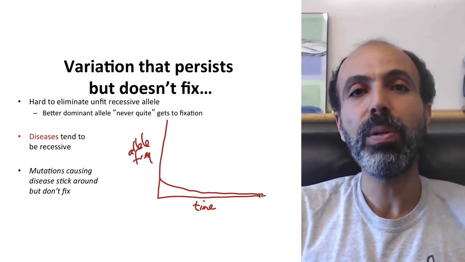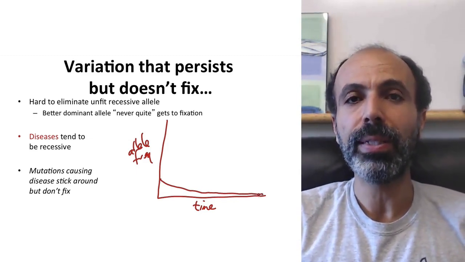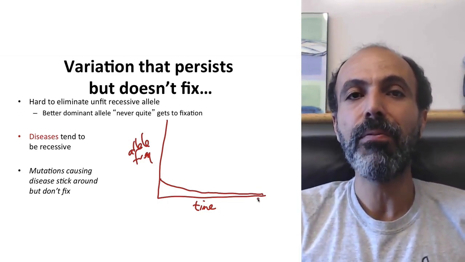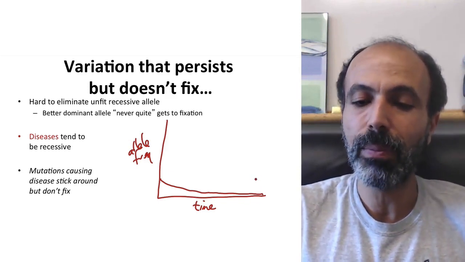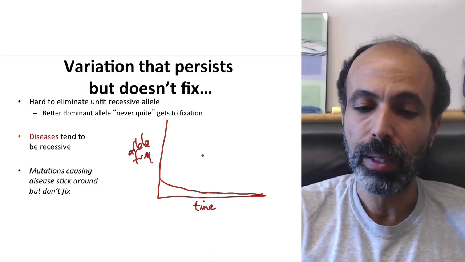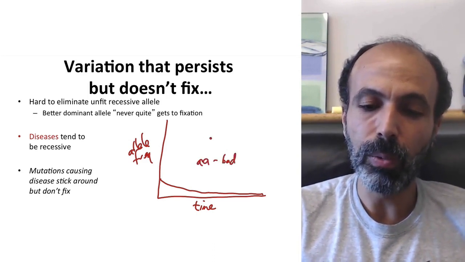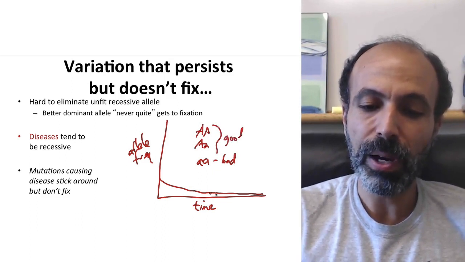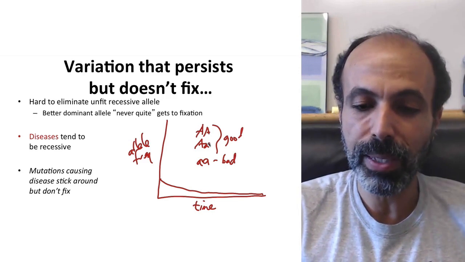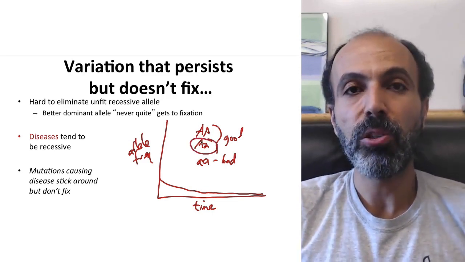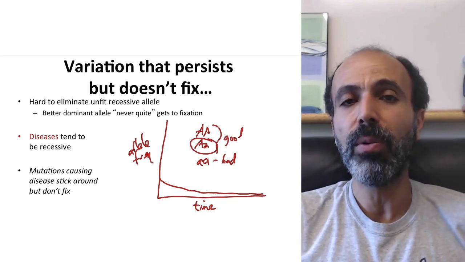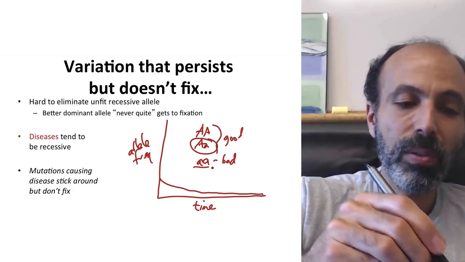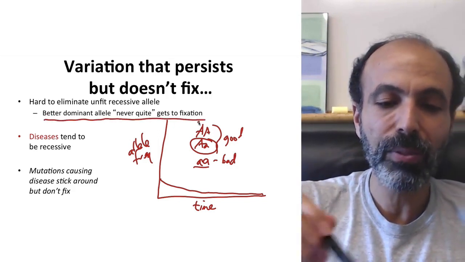We saw this in previous videos when we talked about the action of natural selection: it's actually kind of hard to completely get rid of these recessive bad alleles. These bad alleles can stick around for a long time. Let's say the bad one is little a, and the good one is big A. What happens is little a gets very rare. Almost all the little a's are present in the heterozygous form, so they're basically masked, and selection isn't getting rid of them very well. Only the very small number of little a's are actually being eliminated by natural selection. So the better dominant allele never quite gets to fixation.